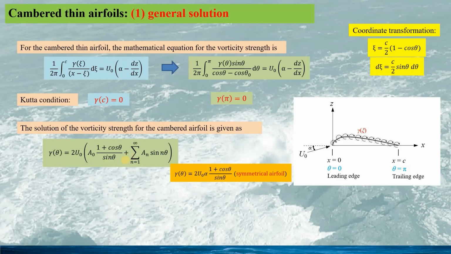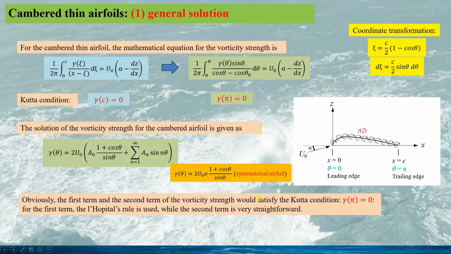Here, the first term on the right-hand side is very similar to the solution for the symmetric airfoil, with A0 replacing alpha, the angle of attack. And the second term is a Fourier series.